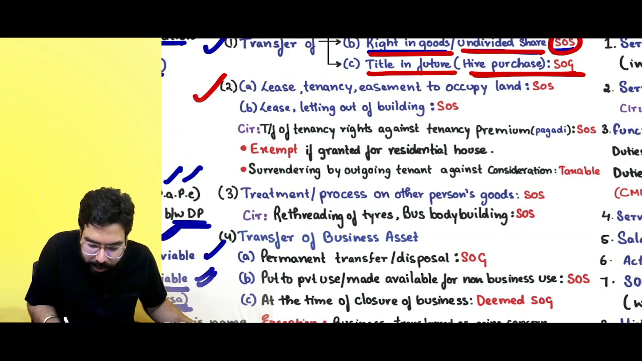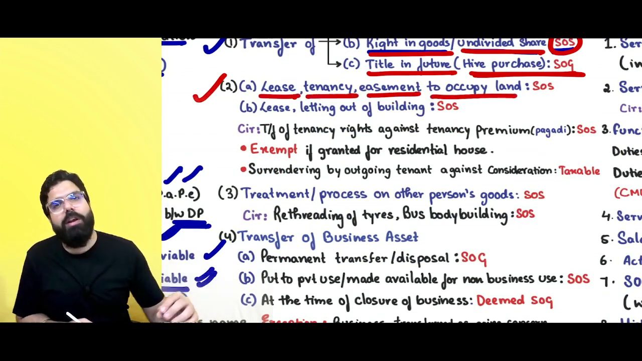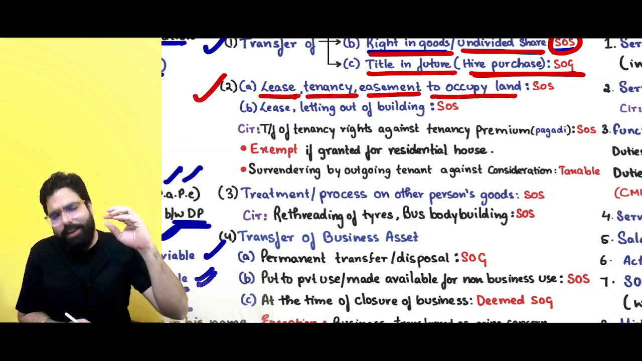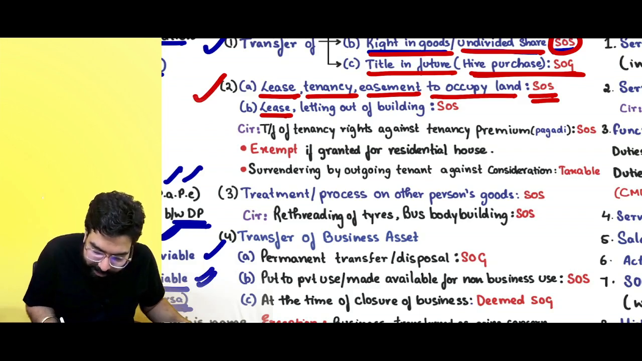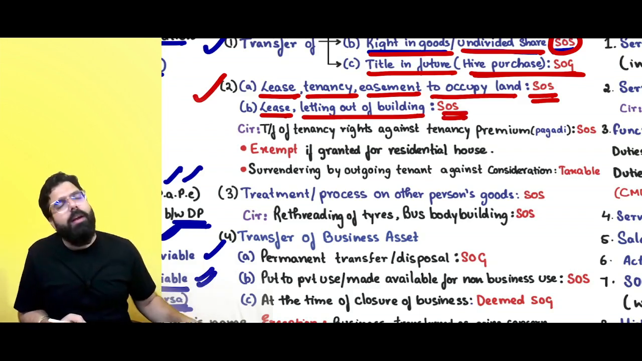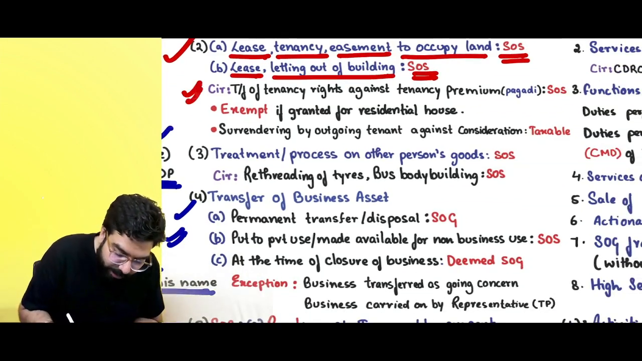Next. Lease, tenancy, easement to occupy land. Whenever you are giving land ka lease, tenancy, easement, etc., it is always a supply of service. Then we have lease, letting out of building. Always remember, letting out, leasing of building is always a supply of service. Then we have a circular over here.